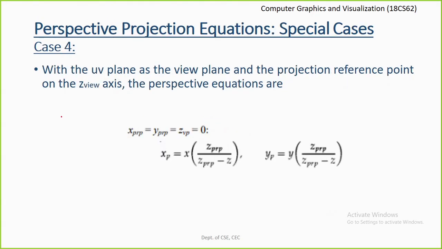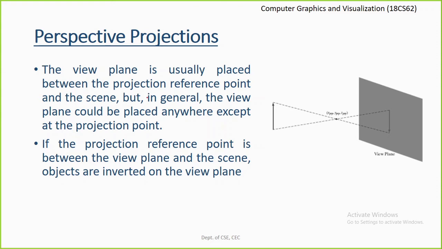Let us try to understand a special case in this particular diagram. You have the object here, and the view plane placed here, and in between these two you have the projection reference point, which is a special case we have not analyzed till now. Most of the time we had the view plane between the object and the projection reference point. Here we have a special case where the view plane is placed after the projection reference point, or the projection reference point is lying in between the object and the view plane.